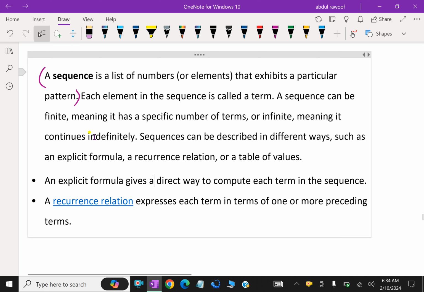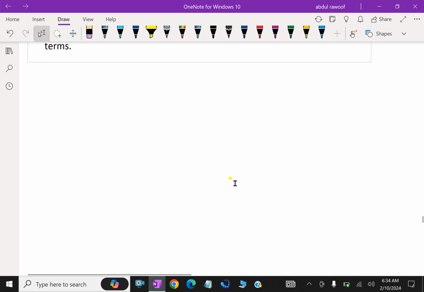A sequence can be finite, meaning it has a specific number of terms, or infinite, meaning it continues infinitely. A sequence can be described in different ways, such as an explicit formula, a recurrence relation, and a table of values. For example, consider the pattern of the numbers.